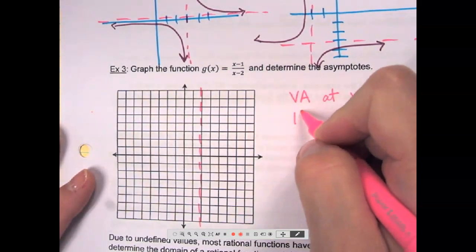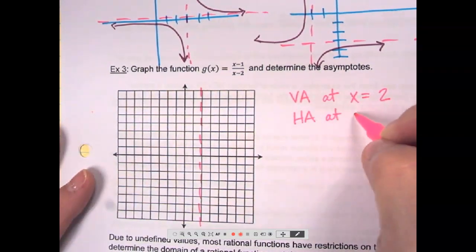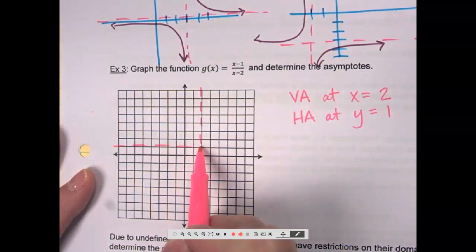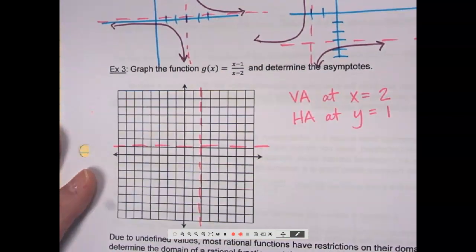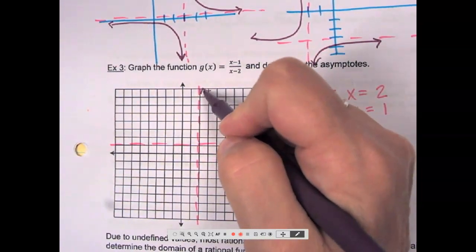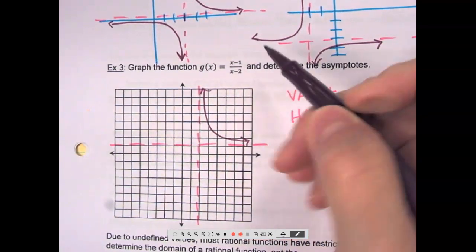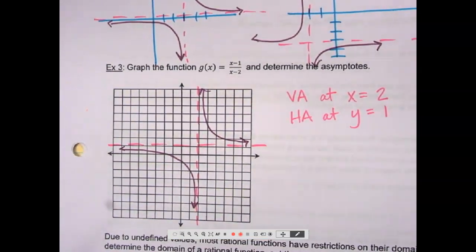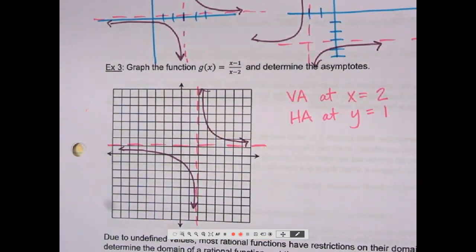Okay, the horizontal asymptote was at y equals 1. Dot the line, and then we could just fill it in. Stay within the boundaries of the asymptotes. So you're getting closer and closer to those asymptotes without crossing over them.